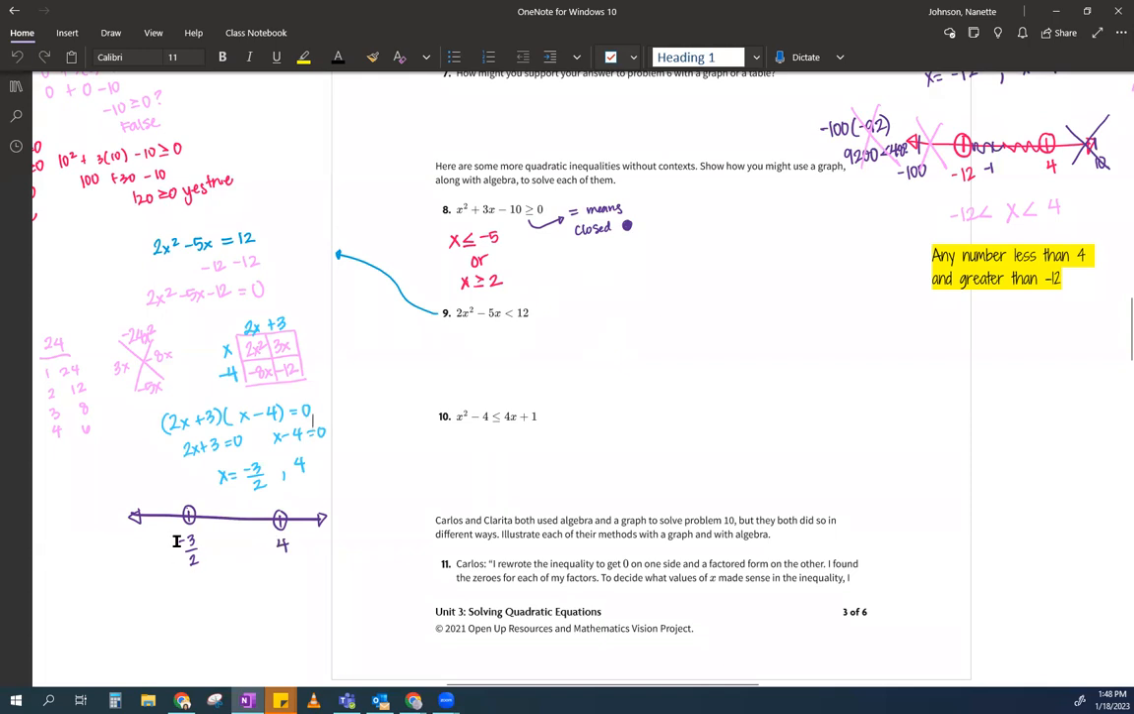Okay. Then we have to pick which section. Is it left, middle, and or right? How do we do this? How do I determine which section I'm going to color?